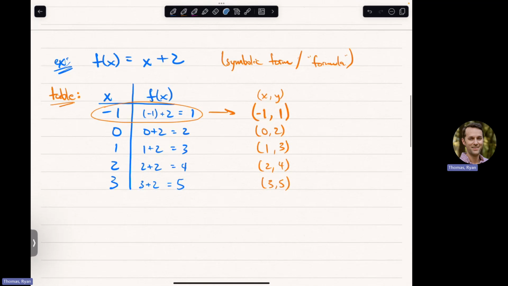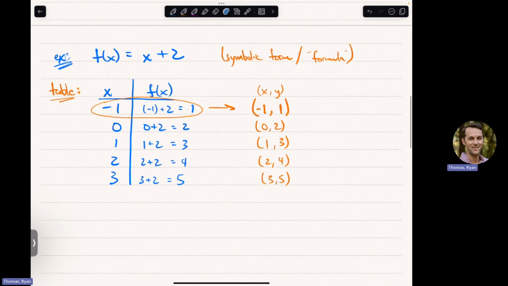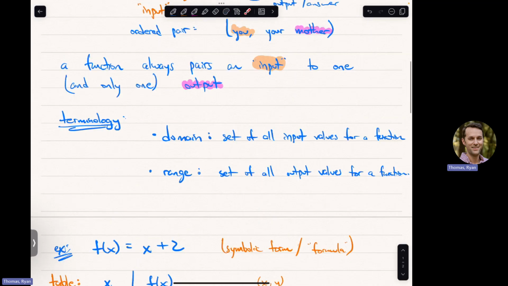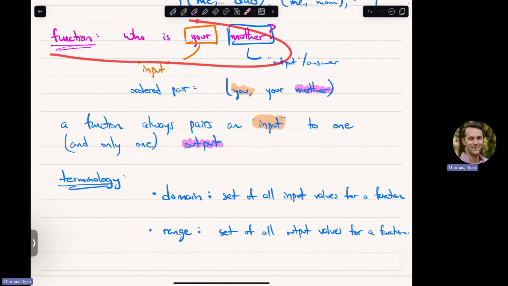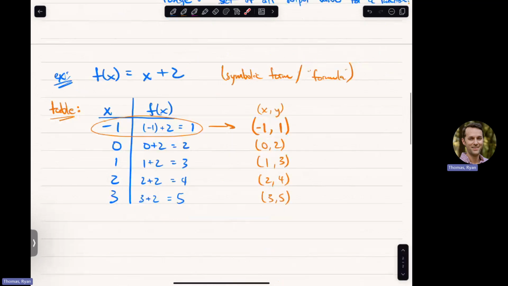Okay, so that's a table representation of a function. Again, just keeping up with our central idea of a function, this pairing one input to one output thing. Notice that each of these, like when I plug -1 in, I get 1 back. I don't get 1 sometimes and 5 other times. I just get this 1 value that it goes with. If I'm listing these points out, each of these x values shows up 1 time.